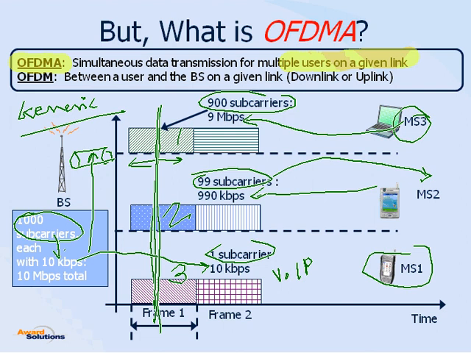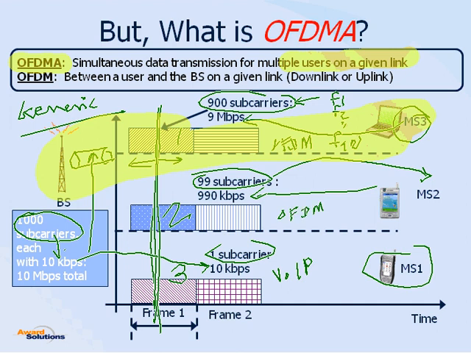So whenever we support multiple users at the same time, we are using OFDMA. If you focus on the link between the base station and this terminal, then what we are doing? We are using multiple subcarriers, 900 subcarriers, right? Maybe F1, F2, all the way to F900. So whenever we have parallel transmission on multiple subcarriers, we are using OFDM. So we have OFDM here between one user and base station.